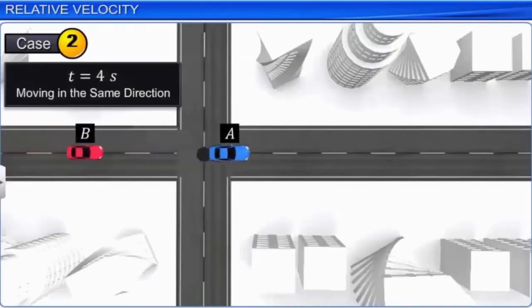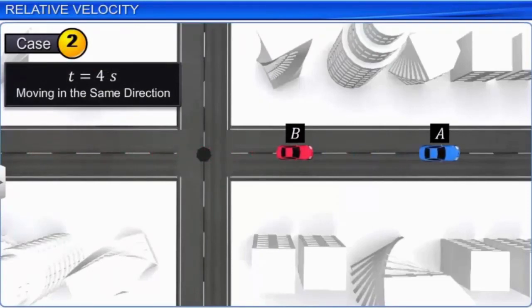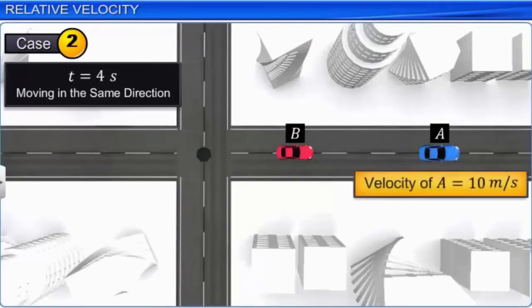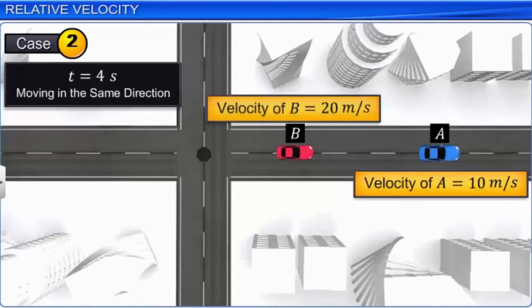Case 2. The position of the cars at initial observation being same as in case 1. Now, car A has uniform velocity of 10 meters per second. And car B has uniform velocity of 20 meters per second.